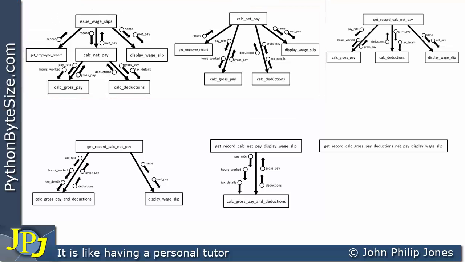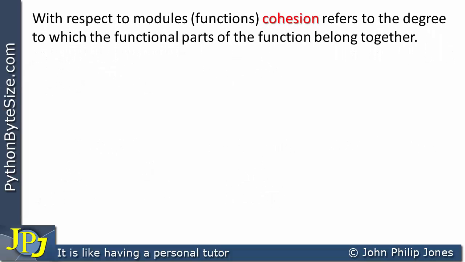And we're going to do that by concentrating on an individual function and deciding what it should look like in terms of what it does, i.e. what task it performs, and what data couples it actually will be dealing with. With respect to modules, in other words functions, cohesion refers to the degree to which the functional parts of the function belong together. Let's see if we can put something onto the bones of this statement.